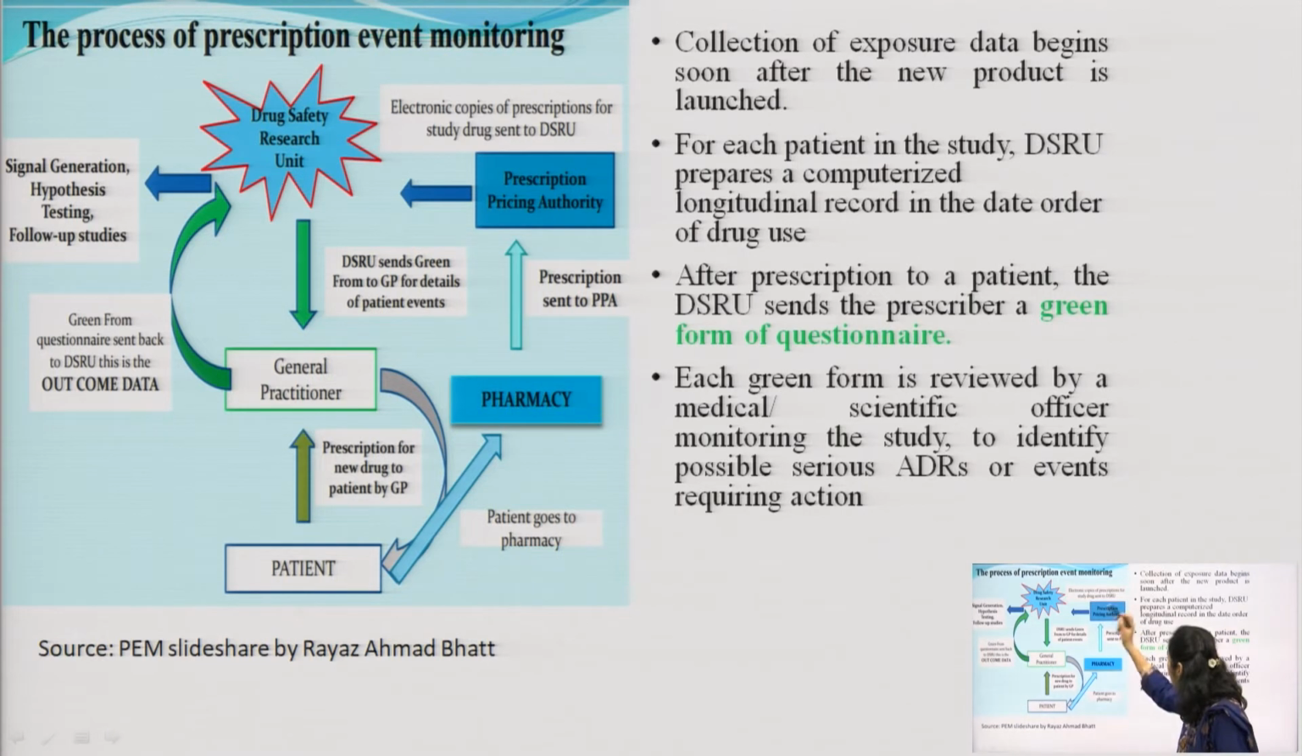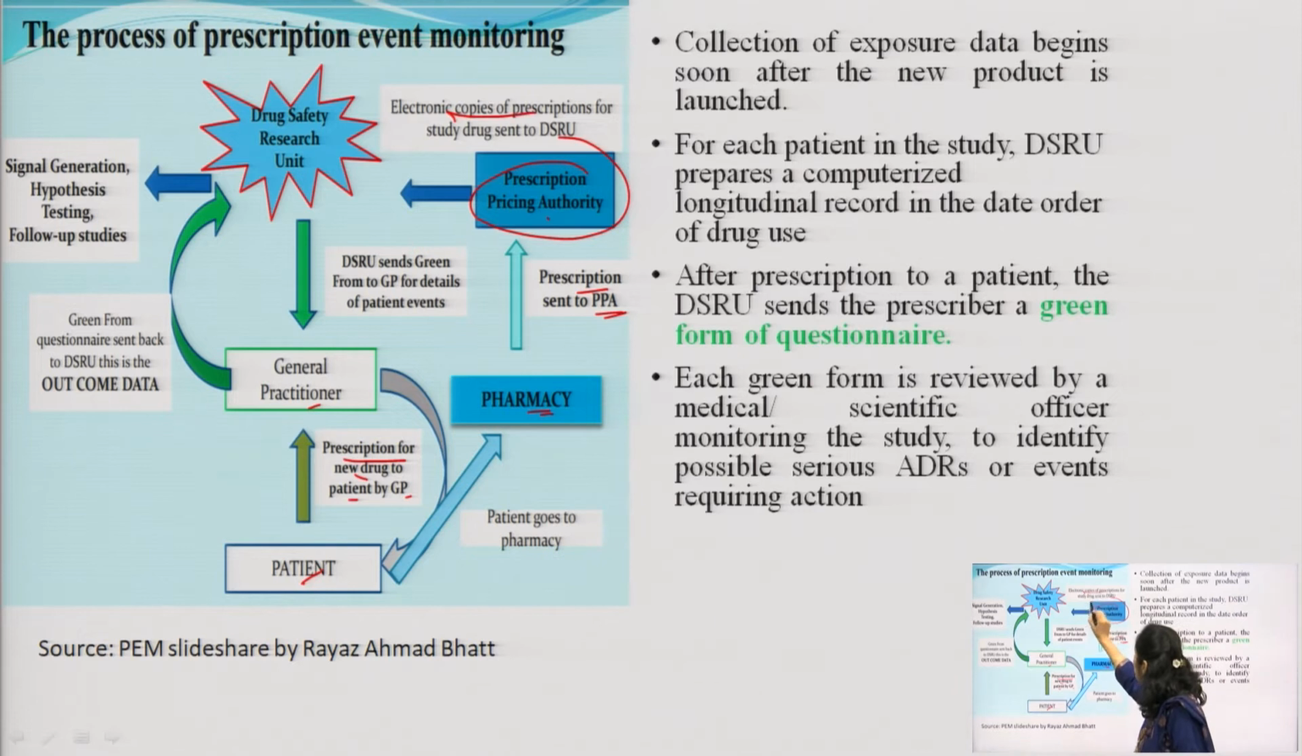Let's try to understand with the help of flow chart. This is the source of this particular chart. आप देखिए, सबसे पहले पेशेंट कहाँ जाता है, डॉक्टर के पास जाता है, जनरल प्रैक्टिशनर के पास जाता है. जनरल प्रैक्टिशनर से इसको क्या मिलती है, prescription for new drug to patient by the general practitioner, right. The patient goes to the pharmacy, afterwards medicine का उसको prescription में मिल गई है, then he goes to pharmacy to collect the drug. This pharmacy sends prescription to PPA. What is this PPA? Prescription Pricing Authority, right. प्रिस्क्रिप्शन प्राइसिंग अथॉरिटी के पास ये डाटा चला गया है.